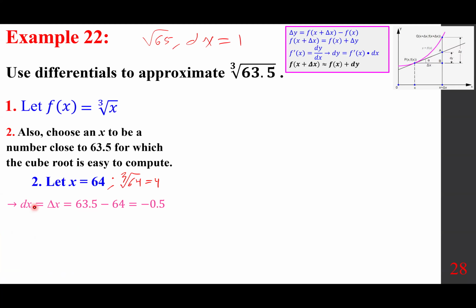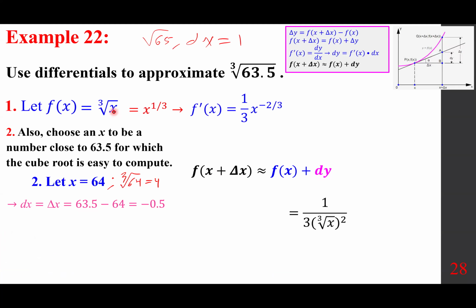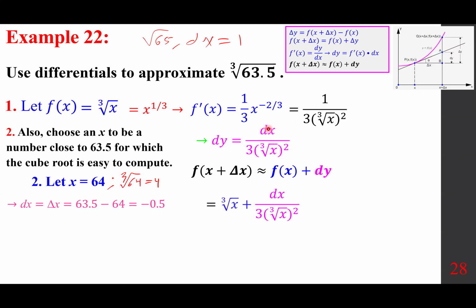So we are going to write f of x plus delta x is f of x plus dy. We have f of x, we need dy, so let's find the derivative first. So we write it x to the power 1/3. Its derivative is 1/3 x to the power minus 2/3. Or we can write it in this format, which makes dy the same thing times dx. So now we put f of x, this function, and dy, this function.